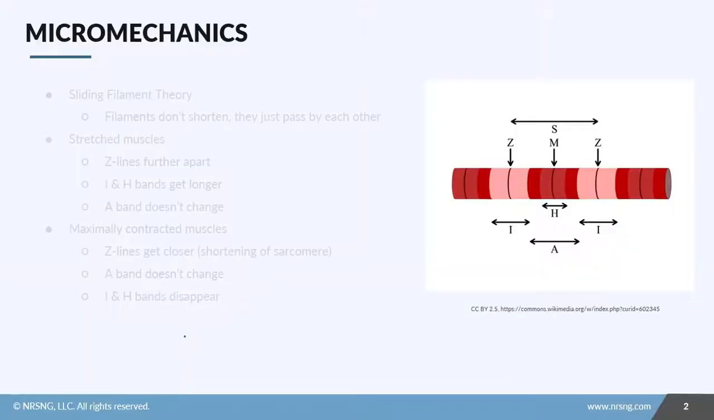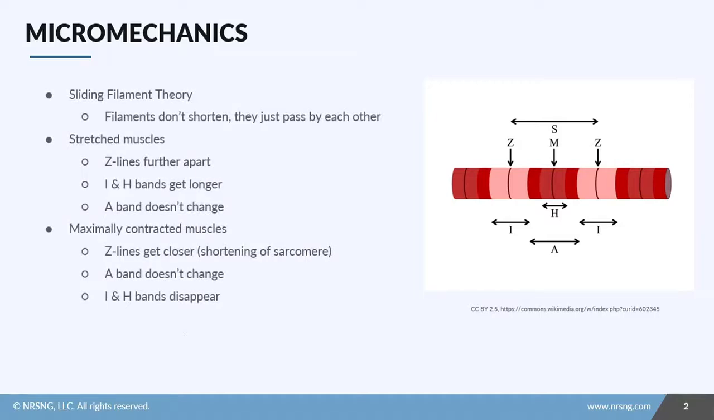Alright, in this lesson, we're going to take a look at muscle contraction and the mechanics. The first thing we want to look at is something called the sliding filament theory. What the sliding filament theory proposes is that the filaments aren't shortening, but that they're actually passing by each other. And you've got two different types of filament groups that we're going to look at. You've got thin and thick.